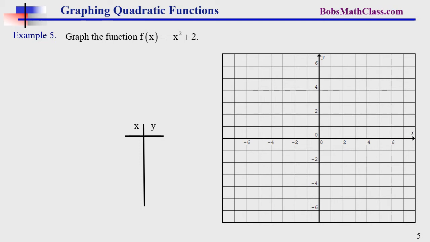Okay, this one doesn't have parentheses, so it's not moved left or right. There is a plus 2 on the outside, so that means it's moved up 2 units. However, there's a negative in front of the x squared. So what do you think that negative does to the graph? Yeah, what it does is it flips it upside down. So this U shape will be upside down.